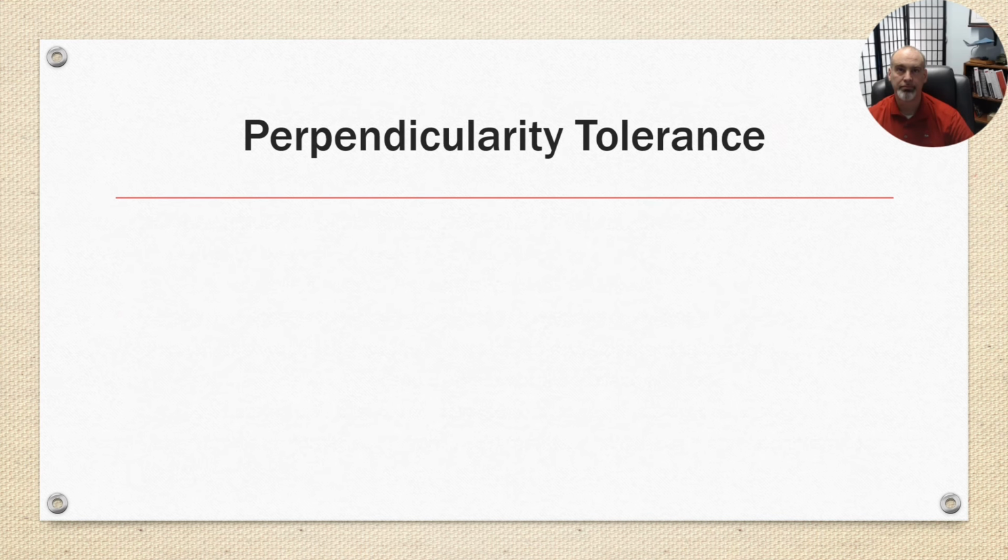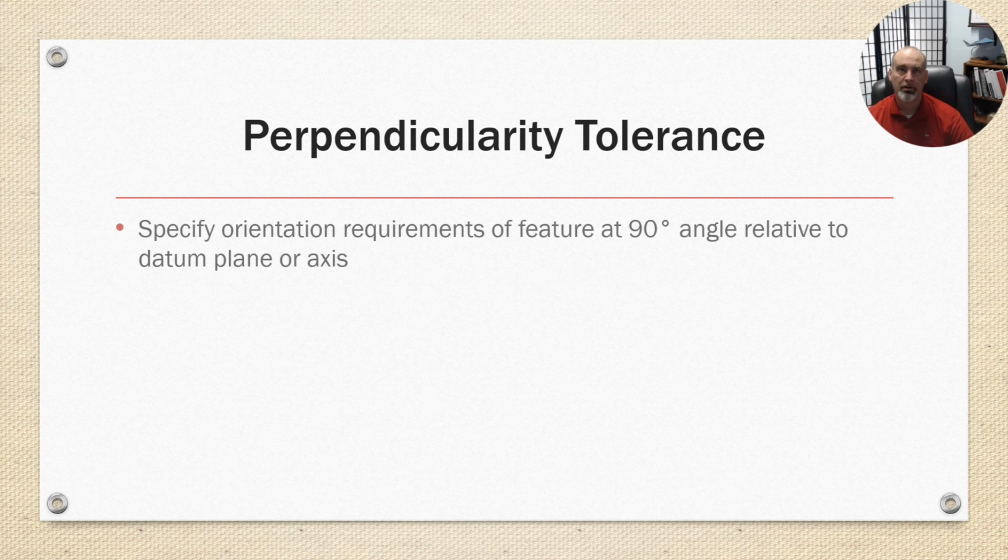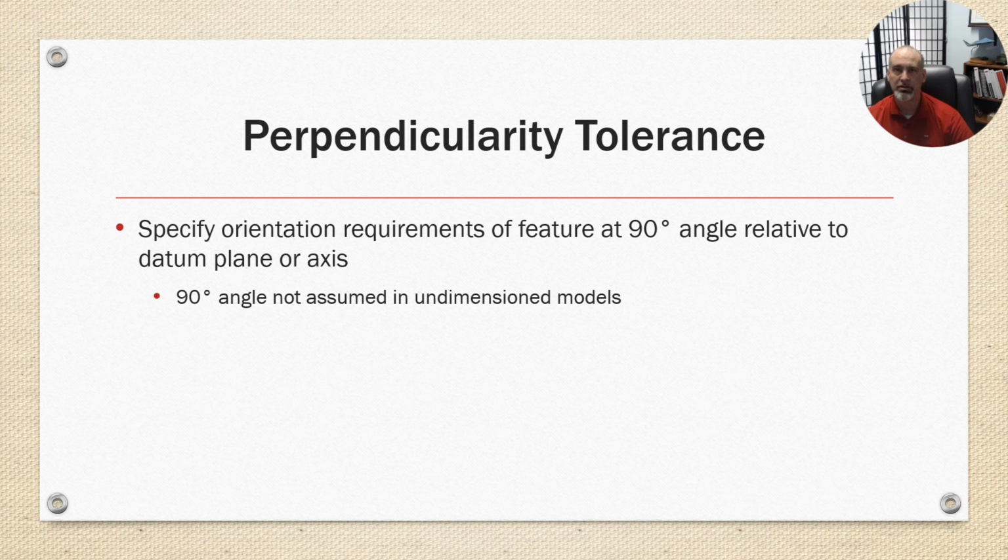Okay, perpendicularity tolerance. You need to specify requirements of the feature at 90-degree angles relative to a datum plane or axis. The 90-degree angle is not assumed in undimensioned models. 90-degree angle is implied to basic dimension in orthographic views. So if you have a model, you're supposed to query it.